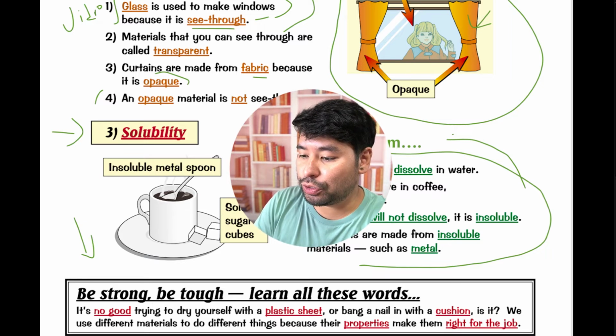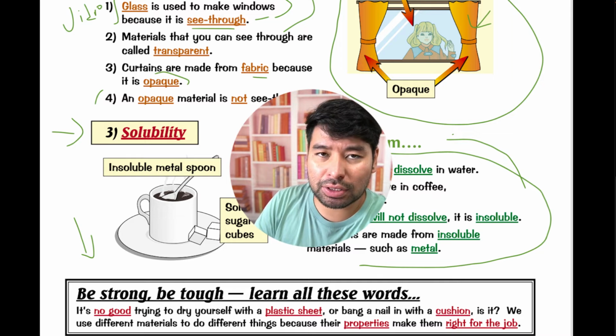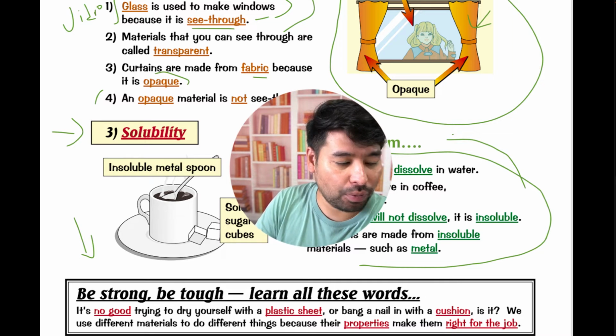It's not good trying to dry yourself with a plastic sheet or bang a nail in with a cushion. And is it? Of course not, right? And we use different materials to do different things because their properties make them right for the job. So this is a very good one. So I'm gonna give you the red words.